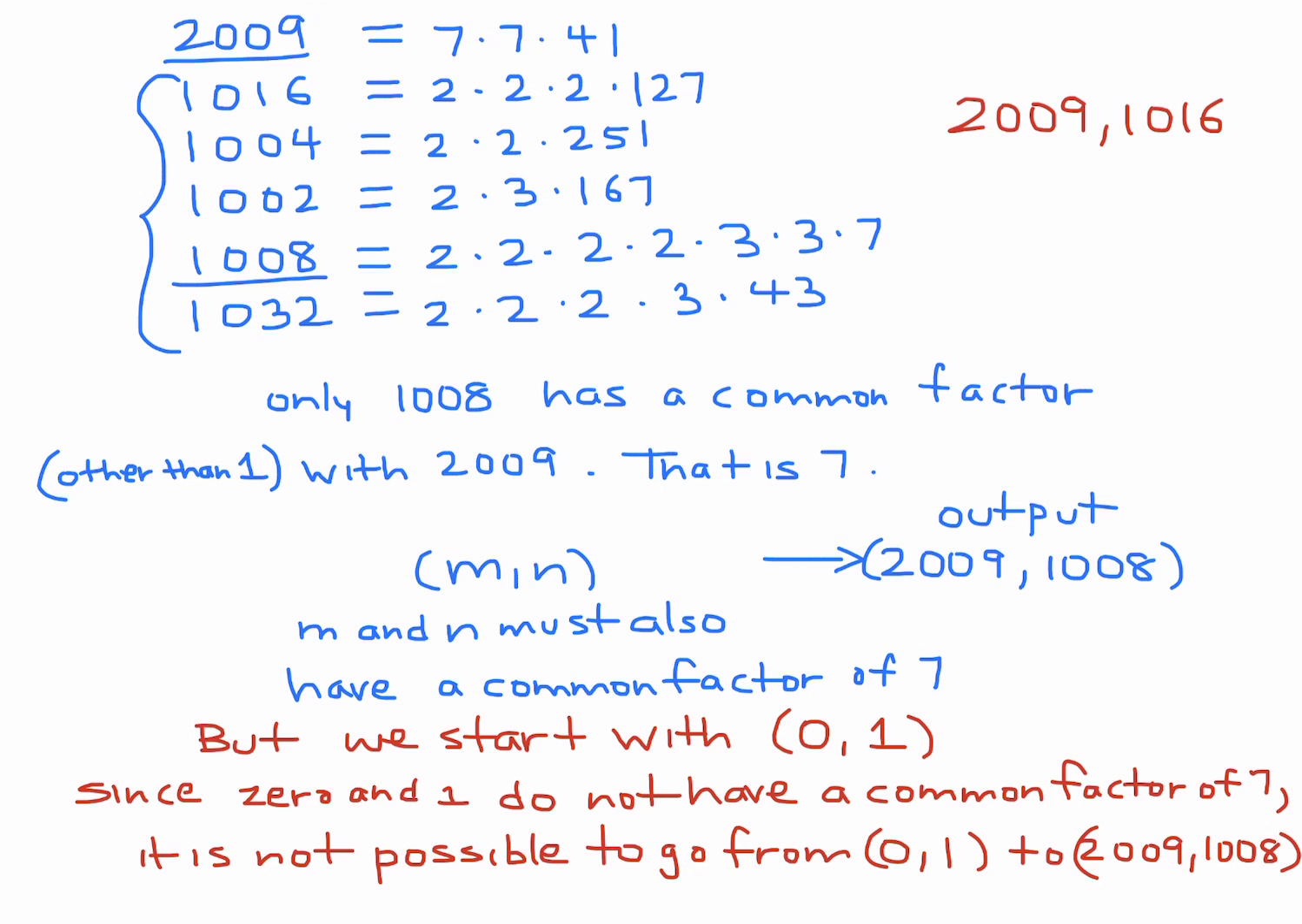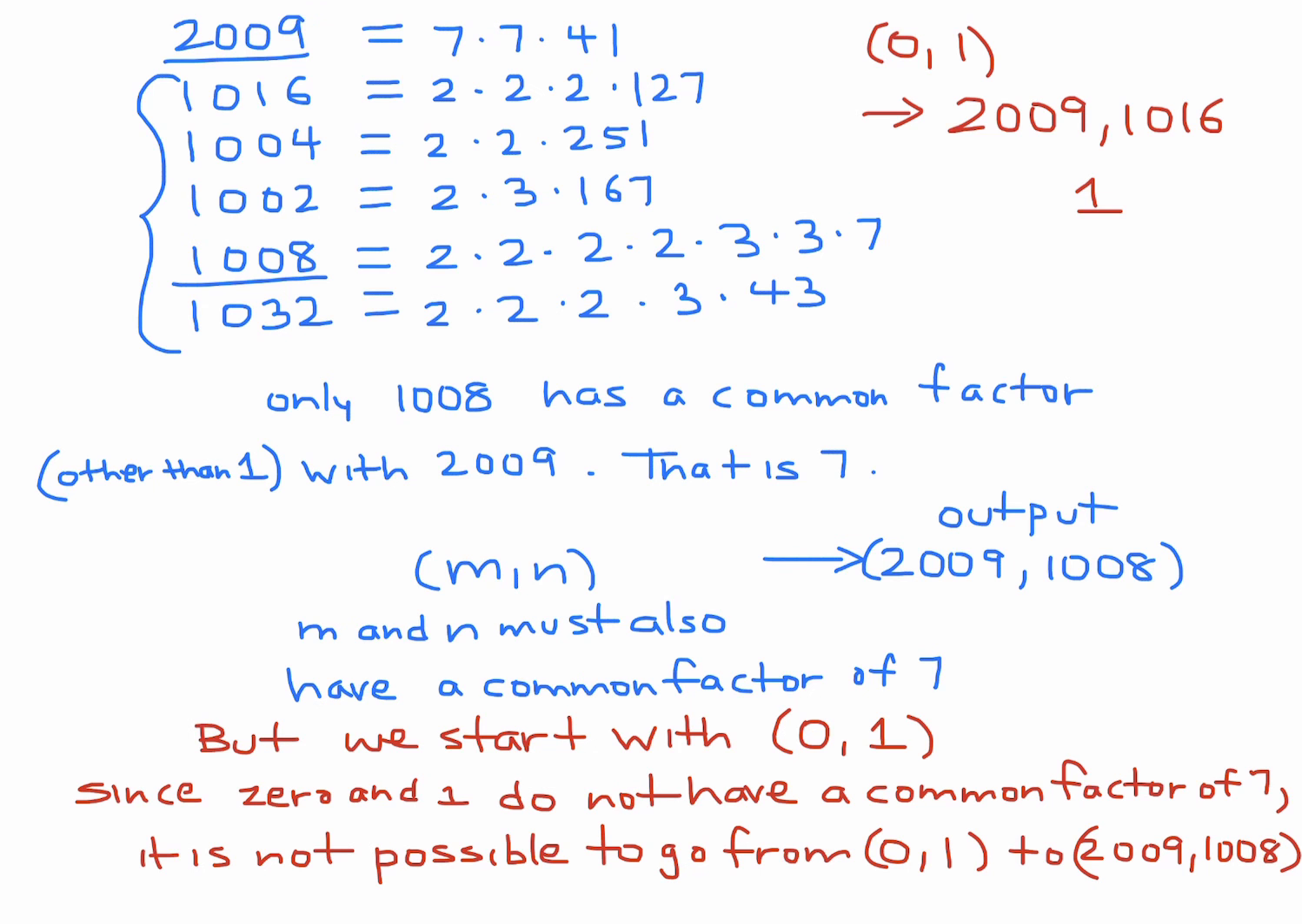All the others are possible because their only common factor, for example, if you paired 2009 and 1016, those 2 numbers, the only common factor is 1. And can you go from 0, 1 to this? Sure, because these 2 numbers also have a common factor of 1, right? 1 is a factor of 1, obviously, and 1 is a factor of 0. I mean, 0 has anything as a factor. So that's basically how you figure this out.